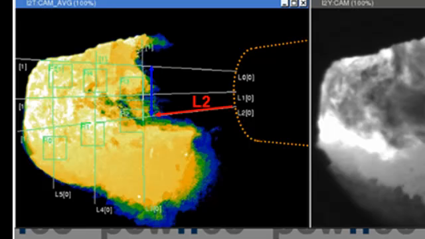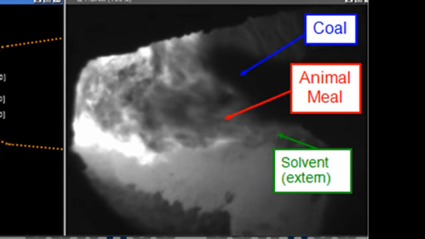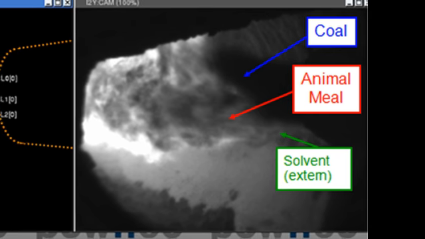The horizontal ones show a plume function. This indicates the ignition point of the fuel. The starting point is at the end of the burner. The vertical polylines show the flame width. The starting points are both ends of the polylines. In the video you can clearly see the differences between different fuels like coal, animal meal or solvents.